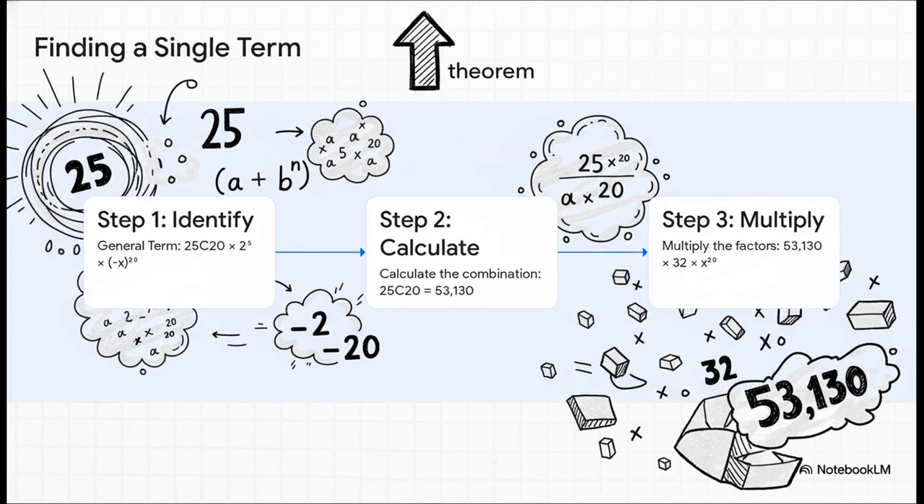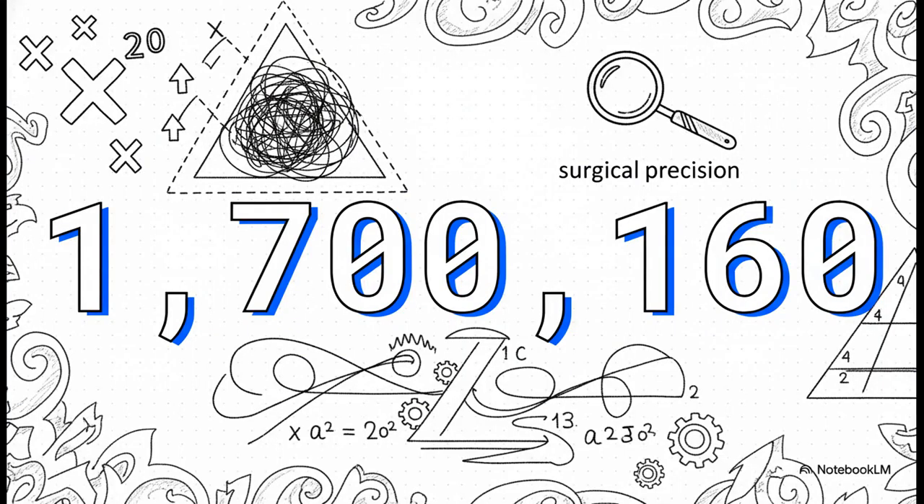The total power is 25. We want our second term, negative x, to have a power of 20. That means our first term, 2, has to get the leftover power, which is 5. So we plug those numbers into our combination formula, 25C20, and it spits out that huge number, 53,130. We're not done yet. We take that massive coefficient and multiply it by 2 to the 5th power, which is 32. And the final number in front of x to the 20th is 1,700,160. Could you imagine trying to find that with a triangle? No way. The theorem is like a surgical tool.